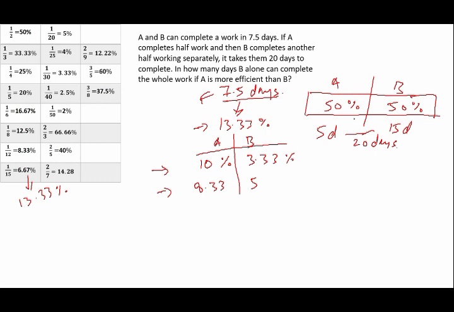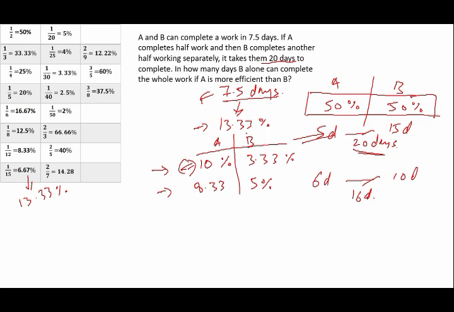Our next possibility, 8.33, means that in completing 50%, it will take A 6 days. At a rate of 5%, B will take 10 days. You add them up, you will get 16 days. Now, it is given in the question that it takes them 20 days when they are working separately with different efficiencies. So this possibility right here is our correct answer.